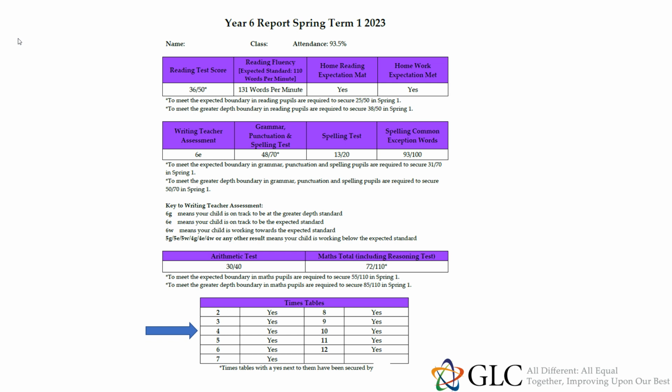Finally, the information in this table shows you which of the times tables your child can recite fluently and at speed. The national expectation is that all children know their times tables up to 12 times 12 by the end of year 4 when they take the multiplication times table check. Therefore, in year 6, to be meeting expectations, your child should have a yes in each box.